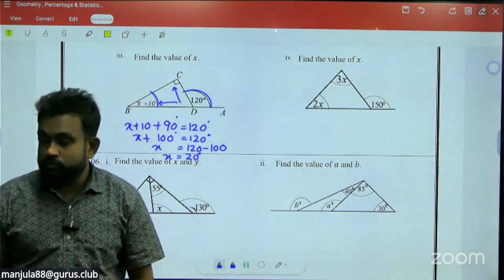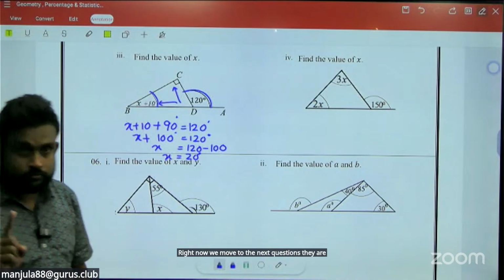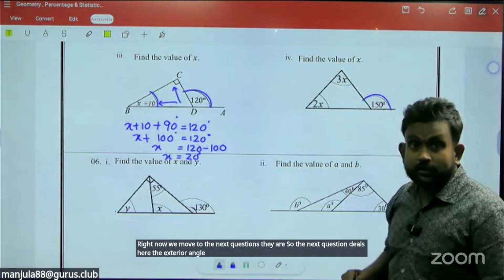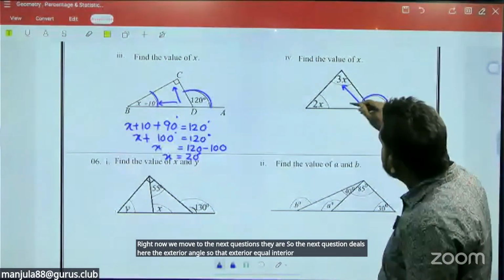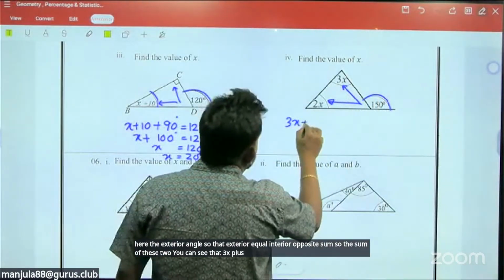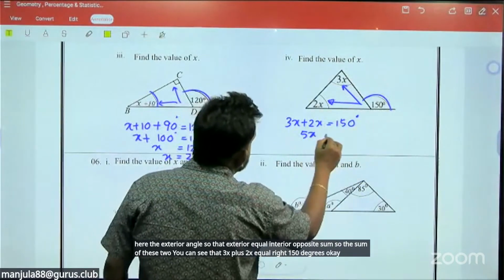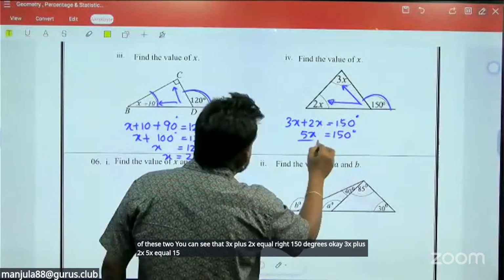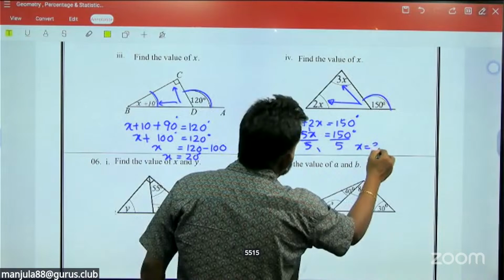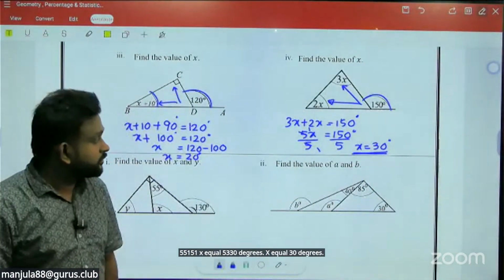Right, now we move to the next question. It deals with the exterior angle, so the exterior equals the sum of the interior opposite angles. So the sum of these two: 3x plus 2x equals 150 degrees. 3x plus 2x, 5x, equals 150 degrees. Just divide by 5, so x equals 30 degrees. Okay, fine.